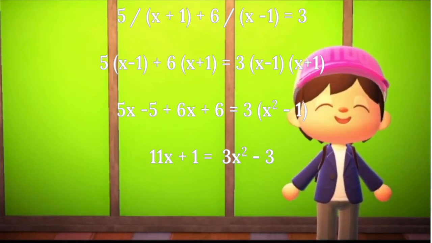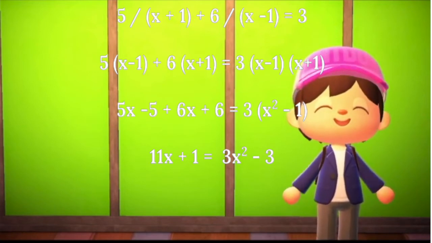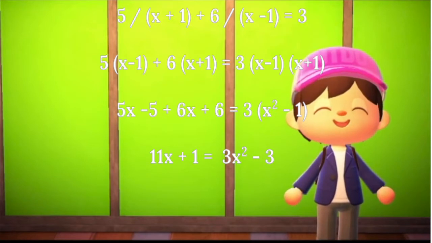And now that we have our equation 11x plus 1 equals 3x squared minus 3, we have to set it to 0, because if you remember in the word problem, it's asking what would Lucas's canoe speed be in the still waters of the Cowichan Lake. So it's asking what is his base canoe speed. And in order to find that out, we have to solve for our variable of speed, which was x plus 1, x minus 1. So in order to solve that variable, we have to set the entire equation to 0.